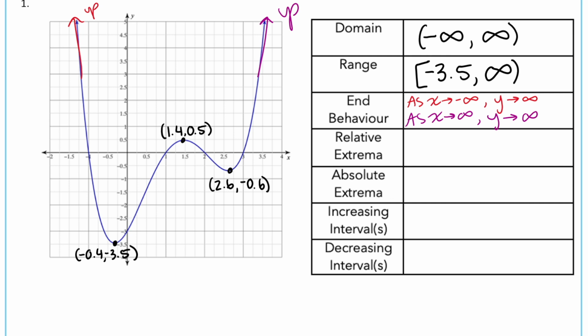Okay, for relative extrema, we've got 3 maximums and minimums altogether. So I'm going to list all of them. I've got negative 0.4, negative 3.5. I also have 1.4, comma 0.5, and 2.6, comma negative 0.6. But I only have one absolute minimum in this case, which is at negative 0.4, negative 3.5.